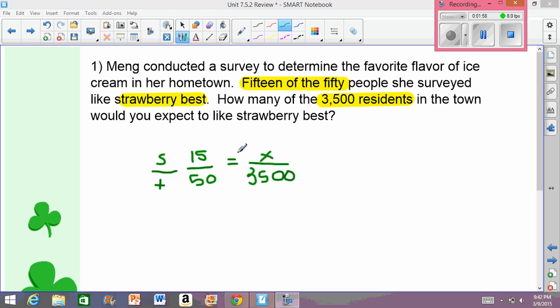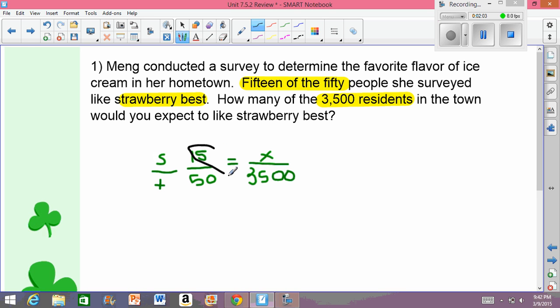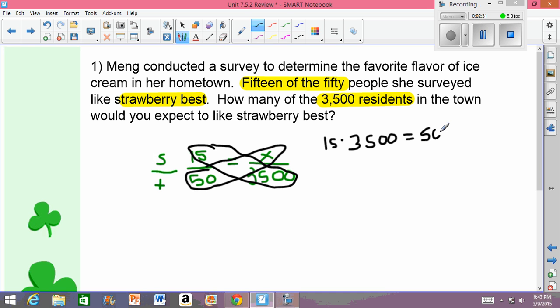So when we solve this problem, we can use cross products and we can multiply 15 times 3,500 and 50 times x. So let's write that down. 15 times 3,500, and that's going to be equal to 50 times x. So we have a little bit of work to do.